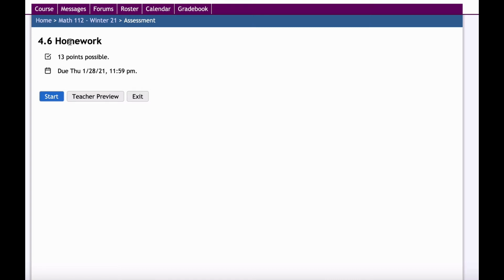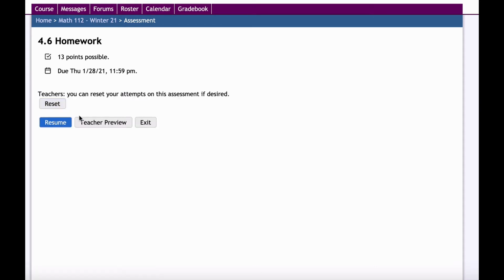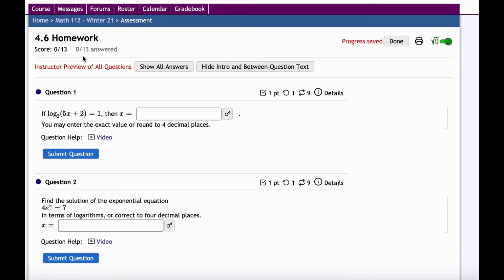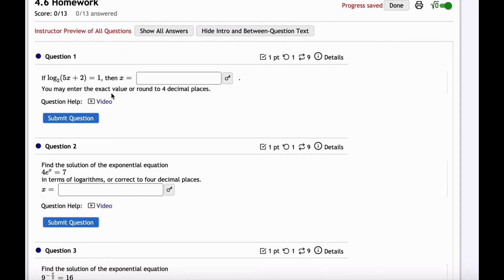4.6 homework, the last homework with logs, much like the 4.5 homework. This one might take you a little while. There's only 13 problems on this one, so not as many as you saw in the last assignment. But I think what you'll see are several of these take you longer than the previous ones will. These first few shouldn't, though.